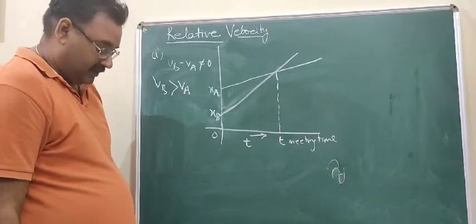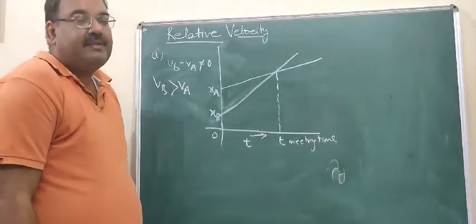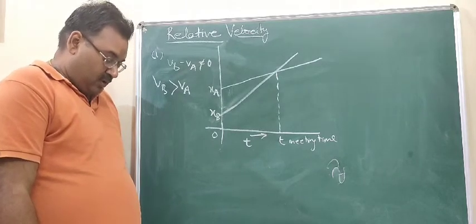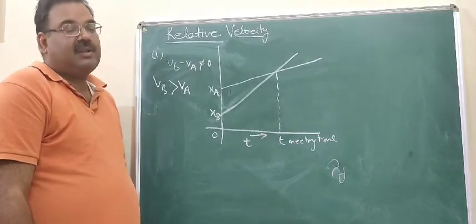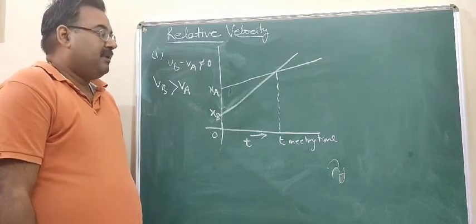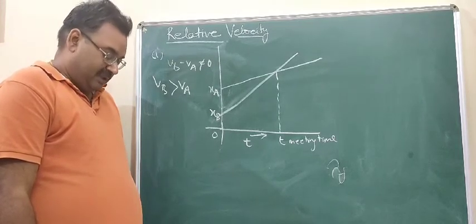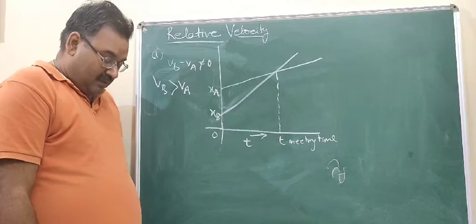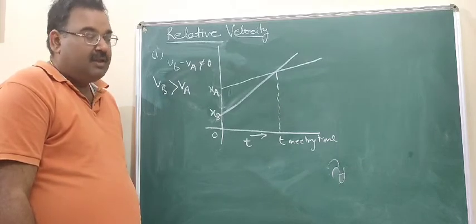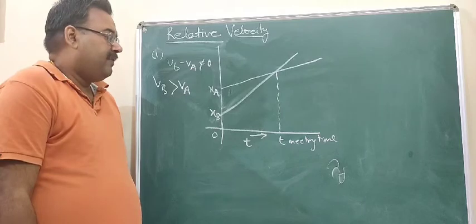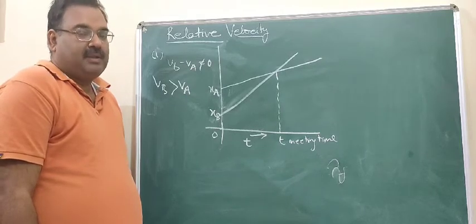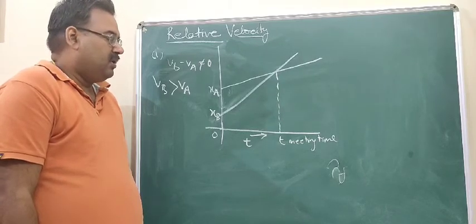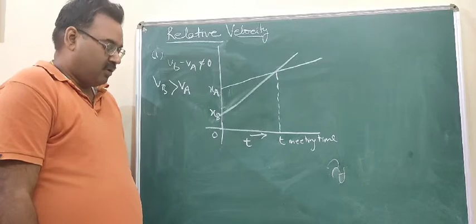Then we have the second case. In the second case, the relative velocity is not 0. So we have the graph of displacement versus time. Okay, displacement versus time graph that will give you the velocity. So what do we find here? That the velocity of A is less than the velocity of B. Why? Because the slope of graph A is less than the slope of graph B. Therefore, the velocity of A is less than the velocity of B.